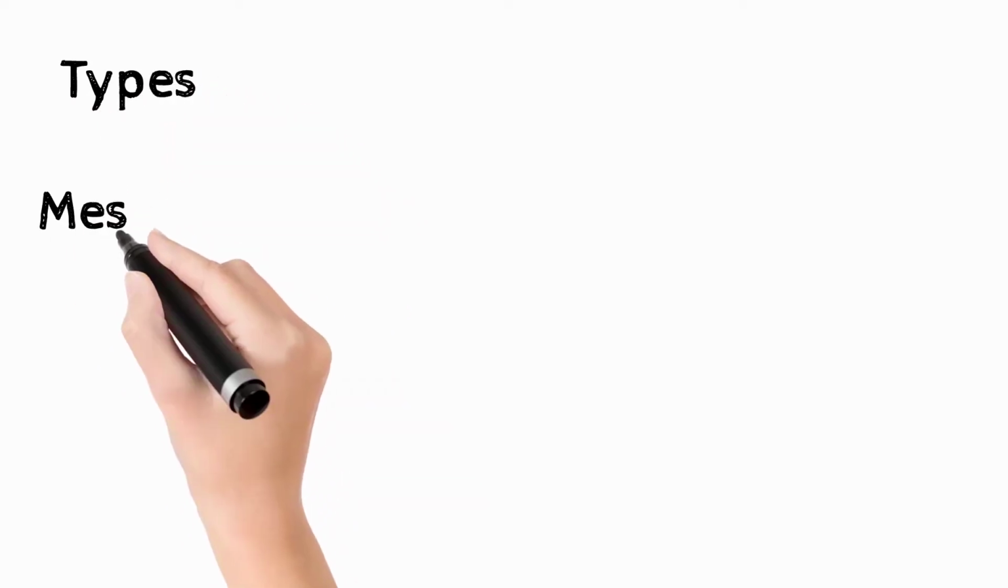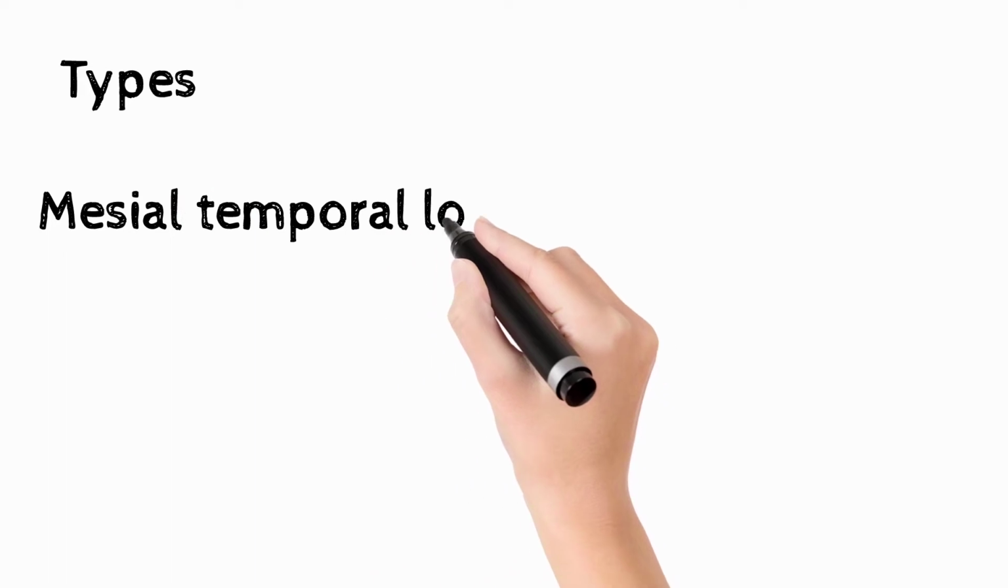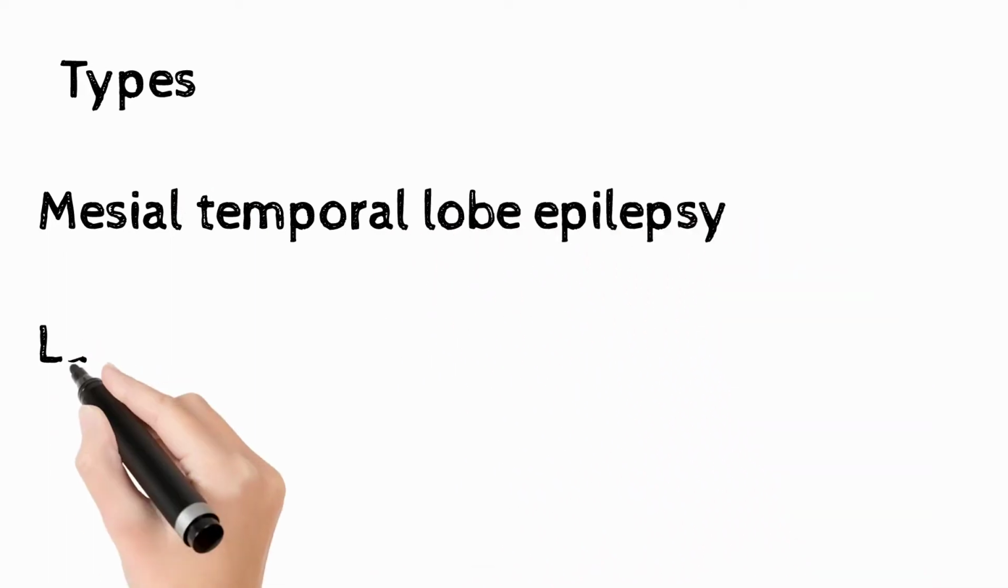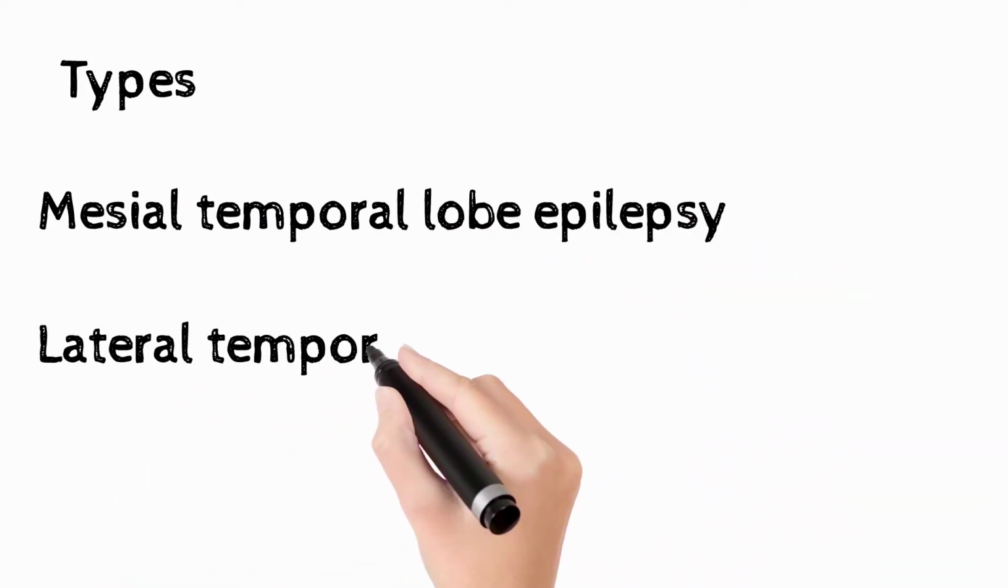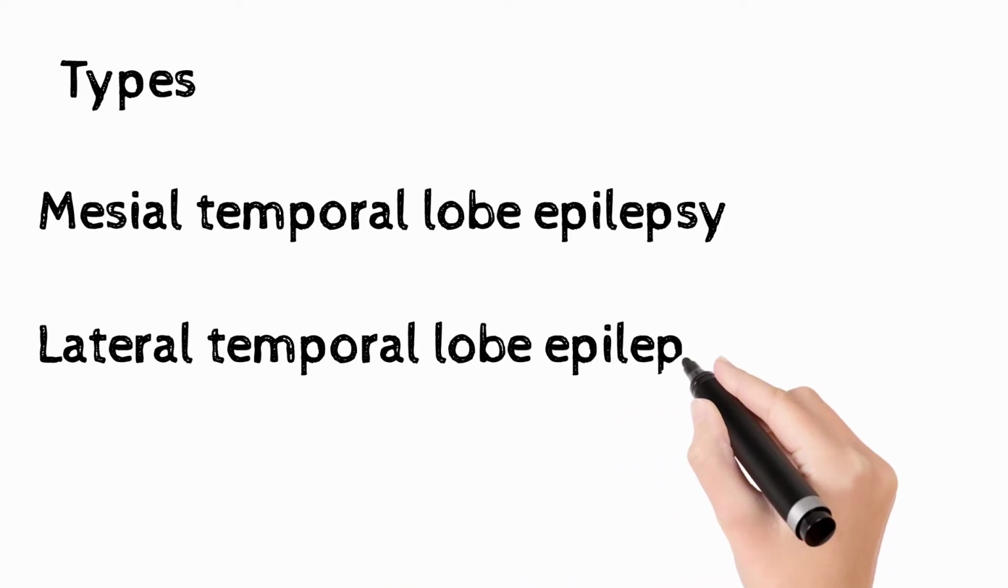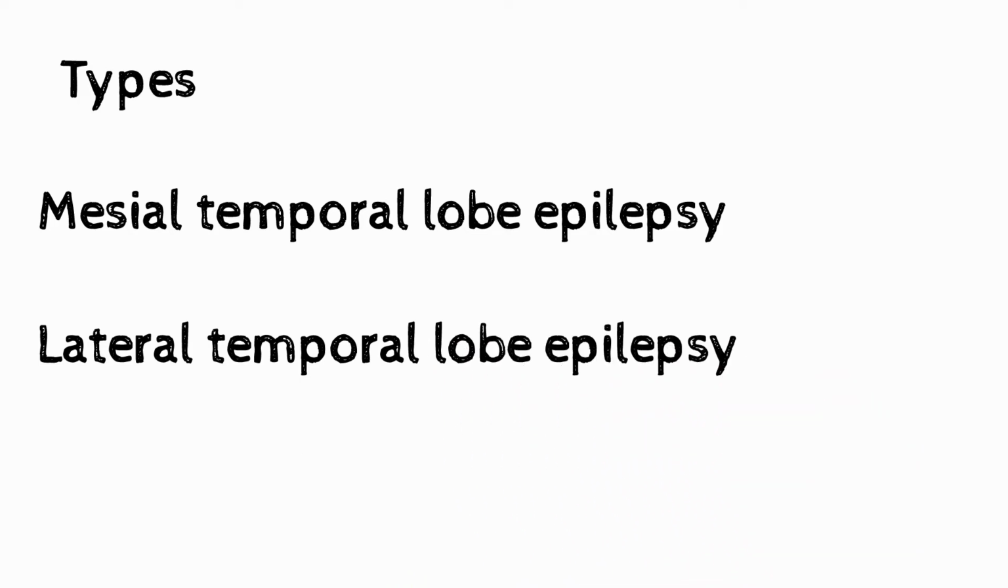There are two types of temporal lobe epilepsy. One is mesial temporal lobe epilepsy. The second one is non-mesial or lateral temporal lobe epilepsy. Clinical features of both these epilepsies are different.